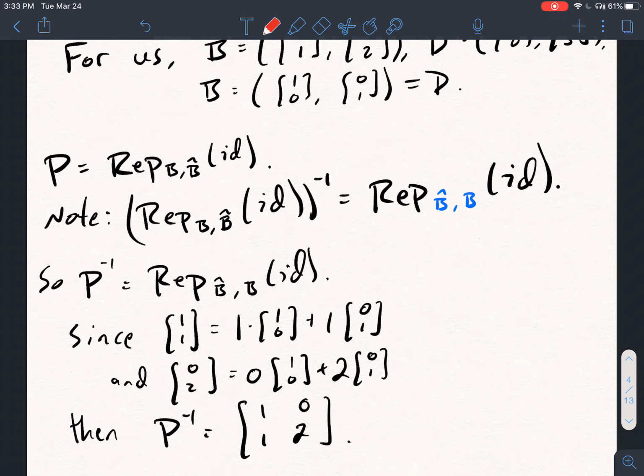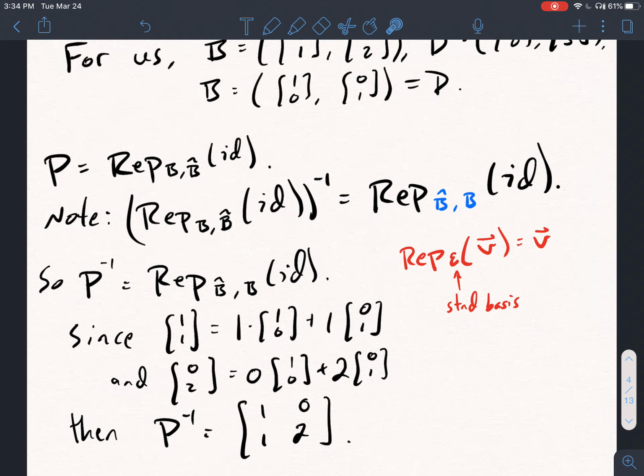Note that the representation of any vector with respect to some basis B and the standard basis E, where E is like the standard basis, this might be like E2 or E3, depending on which R^n you're in, is always equal to B. I should have just said the representation with respect to the standard basis. Yeah, this makes more sense.